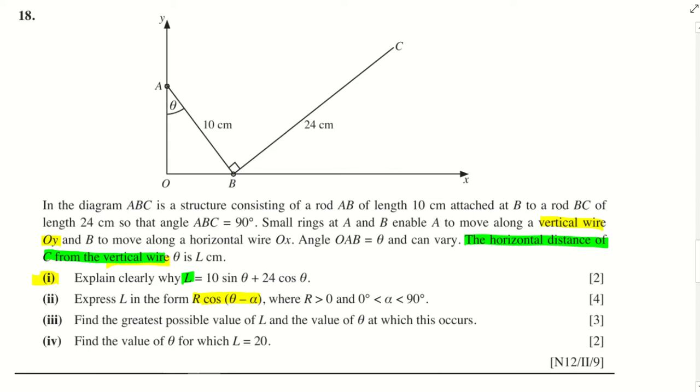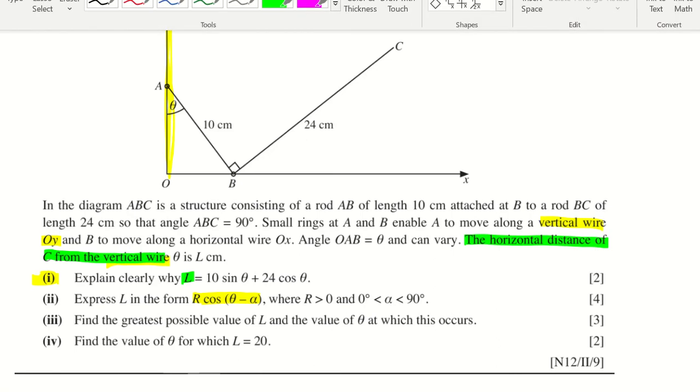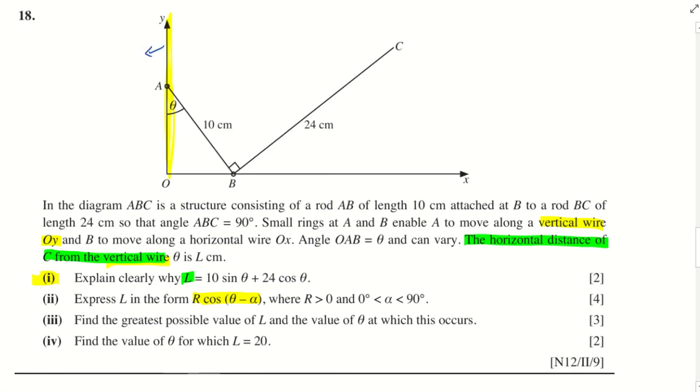This is OY. OY just means the y-axis. It's vertical, okay? So it's a column, from up to down. This is actually OY. So if I want to find L, it is the horizontal distance from C to the vertical wire. What I highlight in green is L. This point I can label as point X. So now we have a better understanding of L.